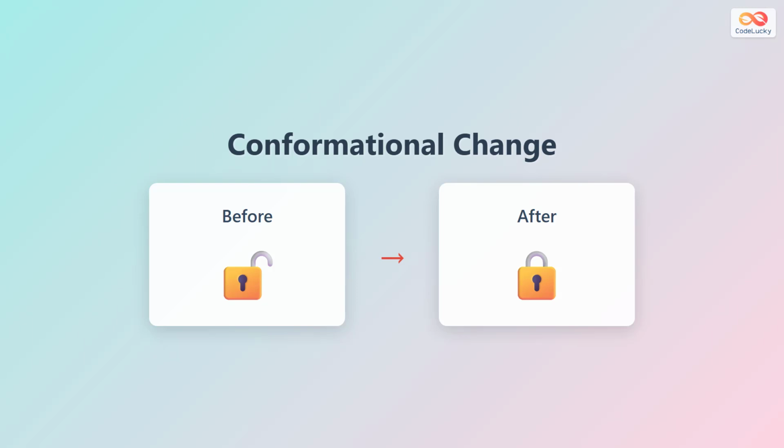The conformational change is the heart of the induced fit model. Before substrate binding, the enzyme is in an open, relaxed state. Think of it as an unlocked configuration. After the substrate binds, the enzyme shifts into a closed, tight configuration around the substrate. This is like a locked state where the enzyme wraps around the substrate. This change in shape is crucial because it brings catalytic amino acid residues into the proper position to facilitate the chemical reaction.